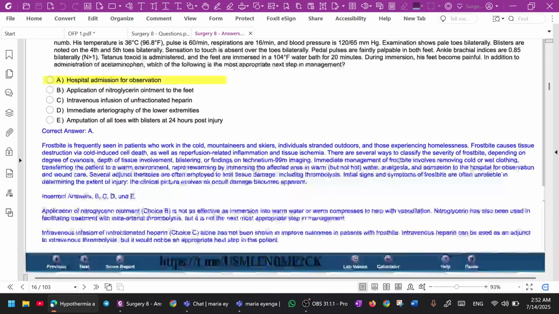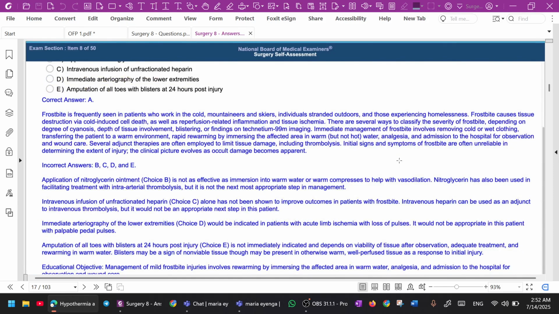And amputation of all the toes with blisters at 24 hours post injury is not immediately indicated and depends on viability of tissue after observation, adequate treatment, and rewarming in warm water. Blisters may be a sign of non-viable tissue, though they may be present in otherwise warm, well-perfused tissue as a response to initial injury. Next.